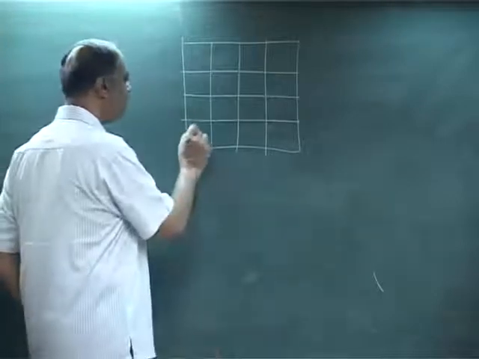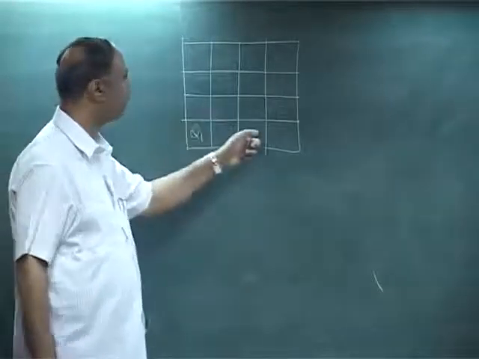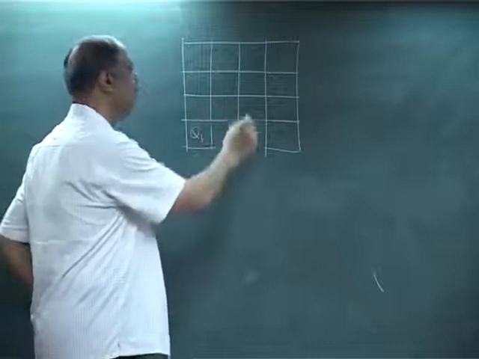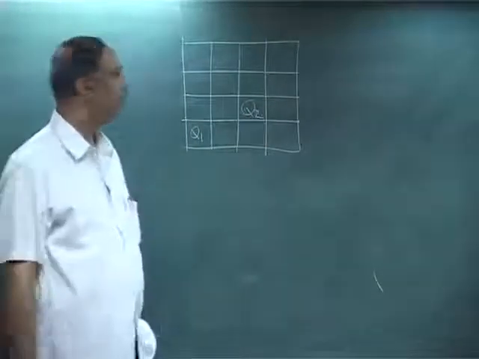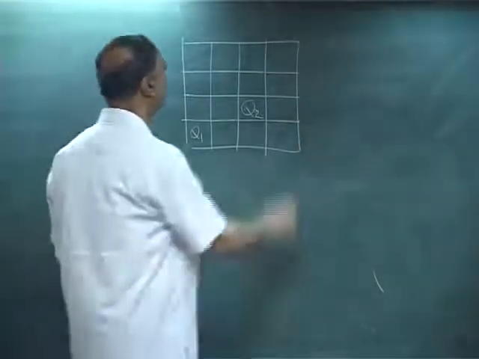So if I put Q1 here, Q2 cannot be put here, cannot be put here, cannot be put here. So I cannot put Q2 here, I can put Q2 here. Okay, once I put Q2 here, where shall I put Q3? I cannot put it here.